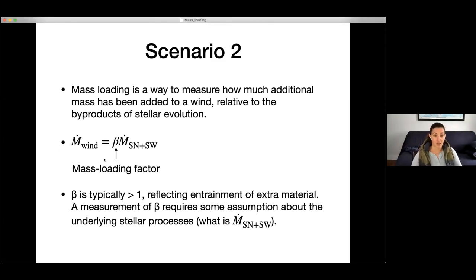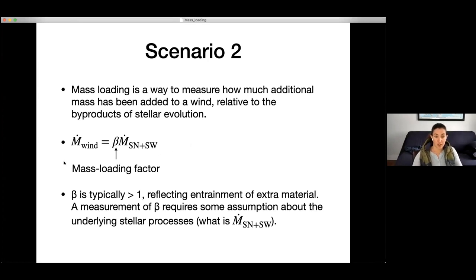And so there, the mass loading factor, which I'm going to call beta for this presentation, just to clarify between the two, is a factor that scales between the mass that you see in that wind, say the hot plasma, and the mass injection rate from these stellar processes. So commonly supernova, but you could also include stellar winds, etc.